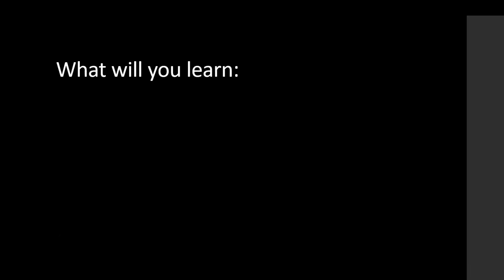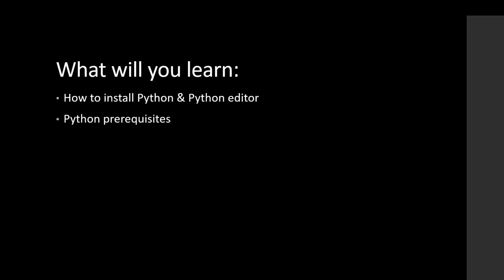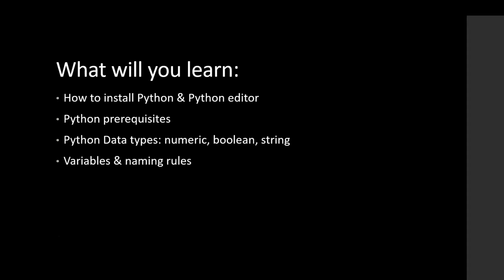Before everything, to start programming using Python, let's see what you will learn in this course. You will learn how to install Python and a Python editor. You will know about Python prerequisites and what you need to work with Python. You will learn about data types, for example, numeric, boolean, and string in Python. How to define variables and how to set a name for your variables.